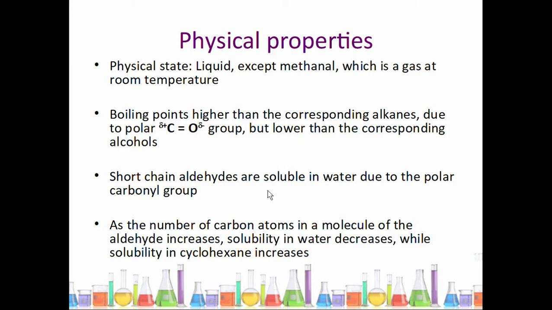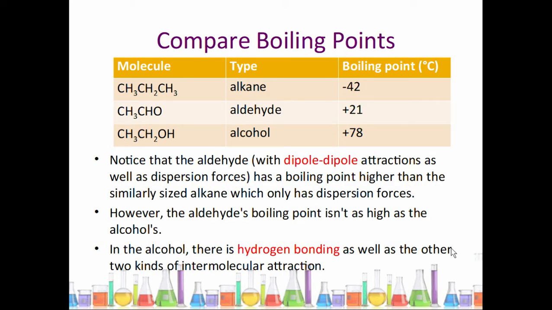Short chain aldehydes are soluble in water due to the polar carbonyl group. As the number of carbon atoms in the molecule increases, solubility in water decreases while solubility in cyclohexane increases. Exact same sentence that we would have used for the alcohol, but we've replaced alcohol with aldehyde here. Just looking at the boiling points for our alkanes, aldehydes and alcohols, you can see the comparison there.